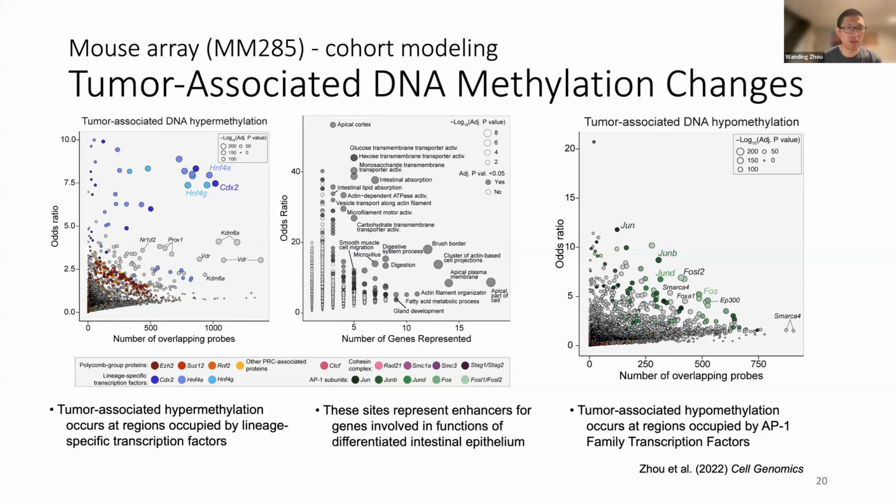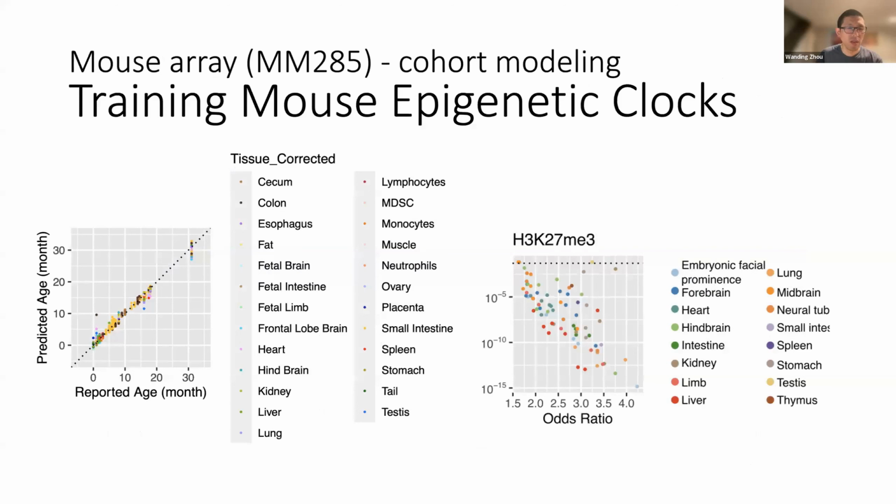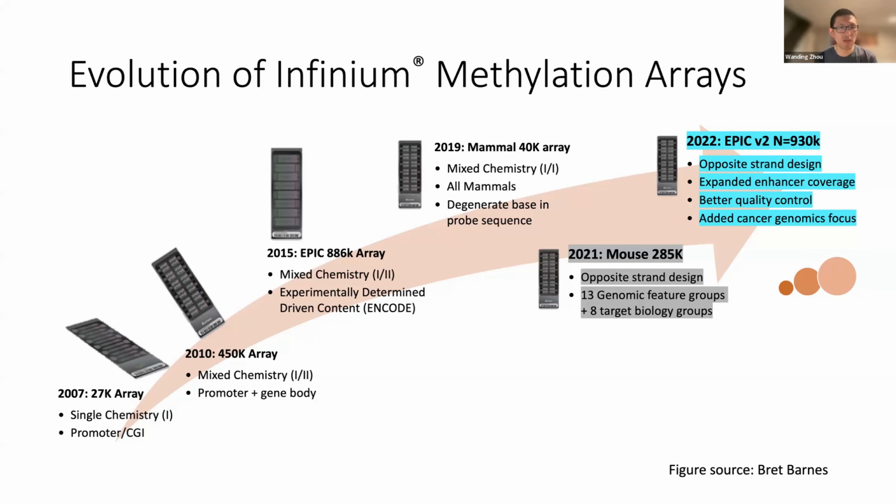And then these modifications also regulate the genes that are important to the function of the intestinal epithelium cells. And if we look at hypomethylation, on the other hand, it goes to binding sites of AP1 transcription factors, which are extensively implicated in differentiation, proliferation, and apoptosis, showing a cancer link. And with these, you can also build a mouse epigenetic clock. Again, we're showing that in the epigenetic clock the selected features are enriched for these polycomb targets. So this is what I want to show you about the mouse arrays.